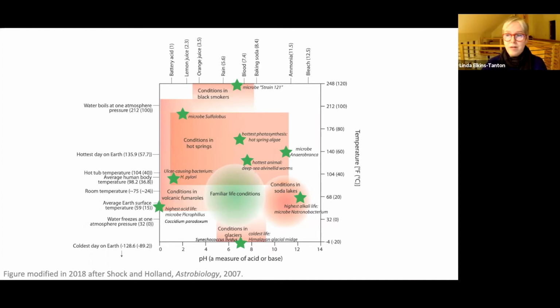And see that green star right in the middle at the top? These are the living conditions of microbes that have been found. There's one that lives at 120 C, above the boiling point of water at 1 atmosphere. And now notice the other green stars. Way on the left, a microbe that lives at acid conditions worse than battery acid. People have discovered life everywhere we've looked for it, even under conditions that seem impossible.